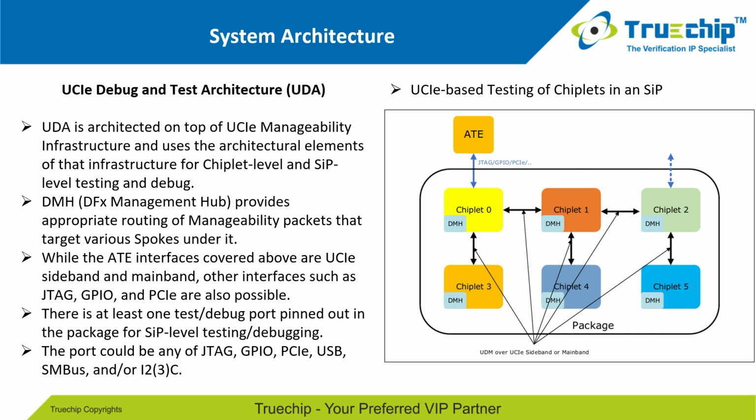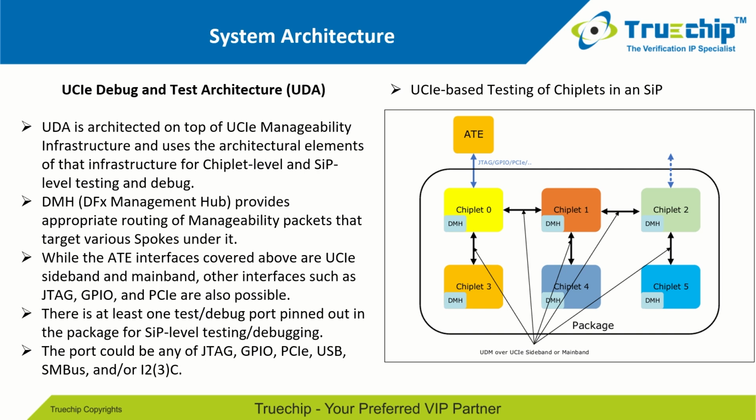While the ATE interfaces covered above are the UCI sideband or mainband, there are some other interfaces also possible for the connection, that are JTAG, GPIO and PCI. And there is at least one debug port pinned out in the package for SiP level debugging. The port could be any of JTAG, GPIO, PCI, USB, SMBus or I2C or I3C.